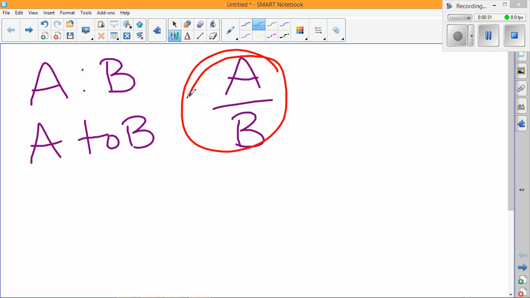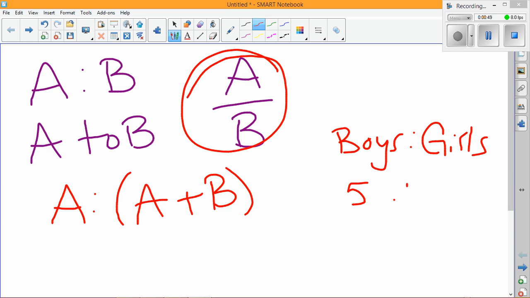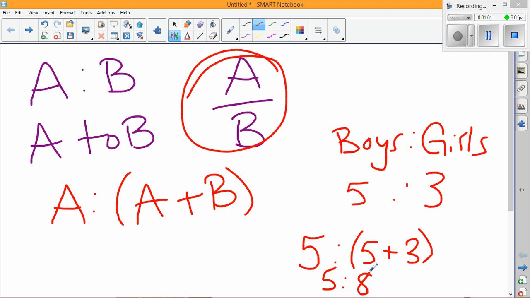Now, an associated ratio is comparing different parts of a ratio. So I can compare A to the sum of A and B. Now let me give you an example of what that means. If I'm comparing boys to girls, I have a ratio of 5 to 3. Now if I want to compare boys to everyone in the class, I'd compare 5 to 5 plus 3, or 5 to 8. And it's what we've been calling a part to whole ratio.